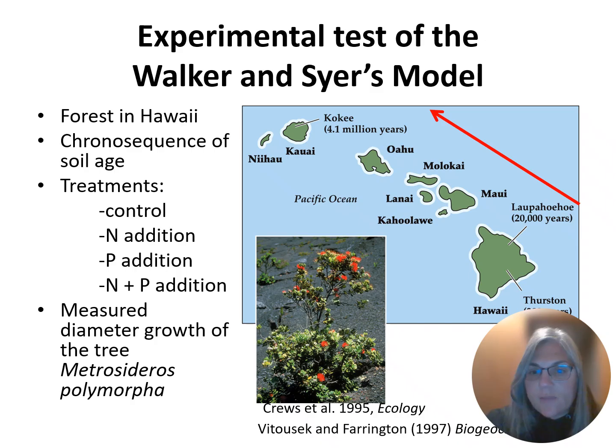So if we look at the diagram, we see that the big island of Hawaii, the site that they selected, was about 20,000 years. And then Kauai was 4.1 million years old, so the oldest island. And so they set up the same experiment at each of these islands that varied in soil age. And at each island, they had 4 treatments. So they had a control. They had one where they added nitrogen. They had a treatment where they added phosphorus. And then another treatment where they added both nitrogen and phosphorus. And then they measured the diameter growth of a dominant tree in these systems called Metrosideros polymorpha.